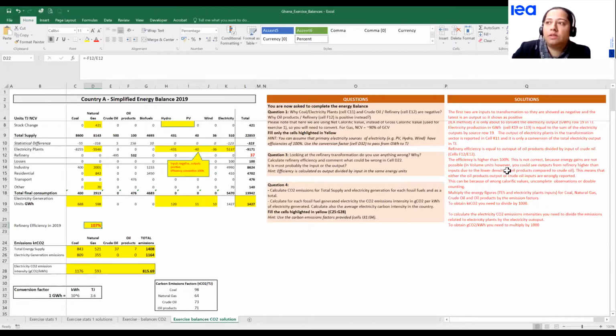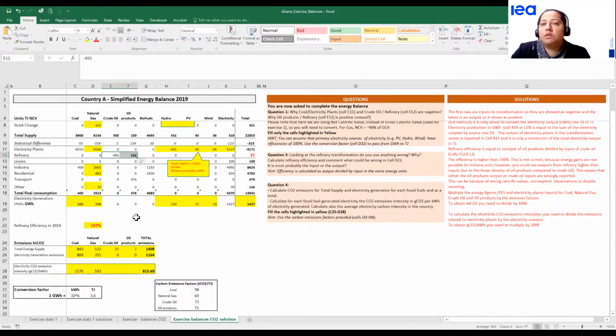In volumes, however, as I said earlier, this is possible because sometimes your output from a refinery can be higher than your input, because of the lower density of oil products compared to crude oil. So this means that either the oil products output or the input is wrongly reported, and you have to query your data provider. Is it because of some wrong calorific values? Is it because of some incomplete data observations? Are we double counting some products, maybe in the oil products? So this is something you have to question.